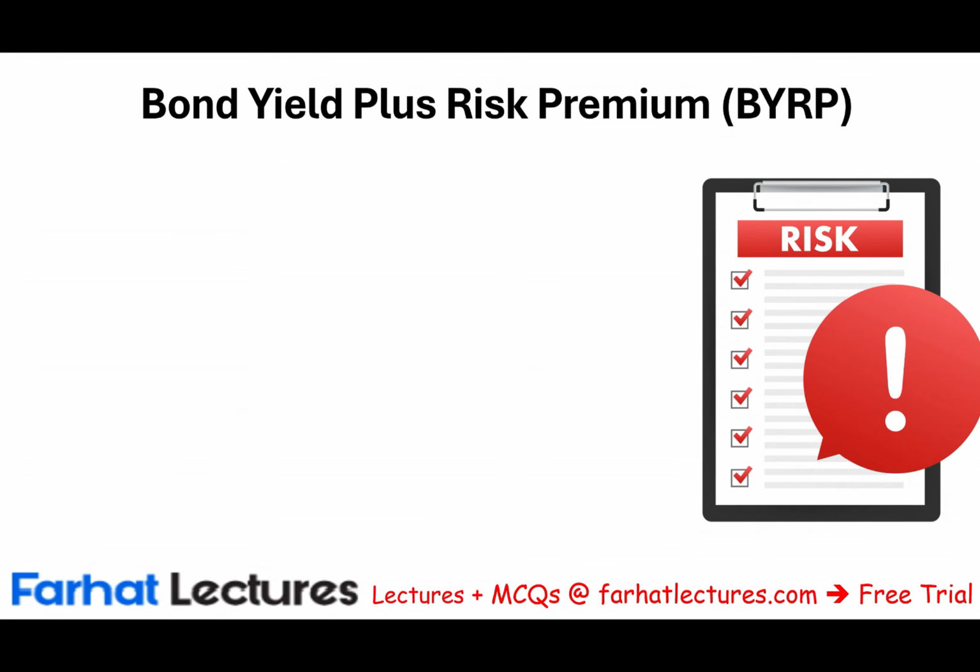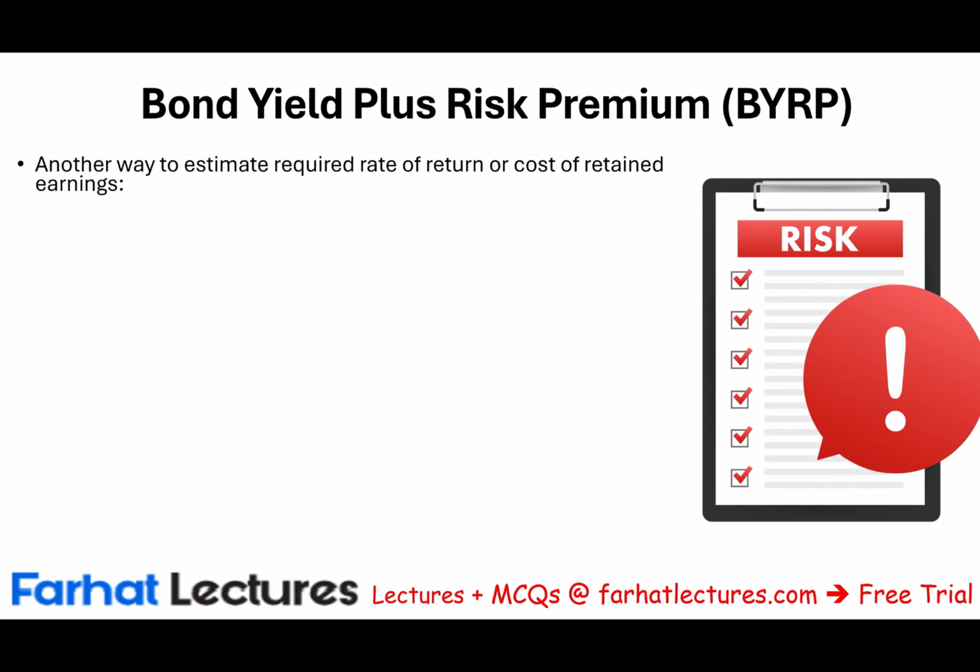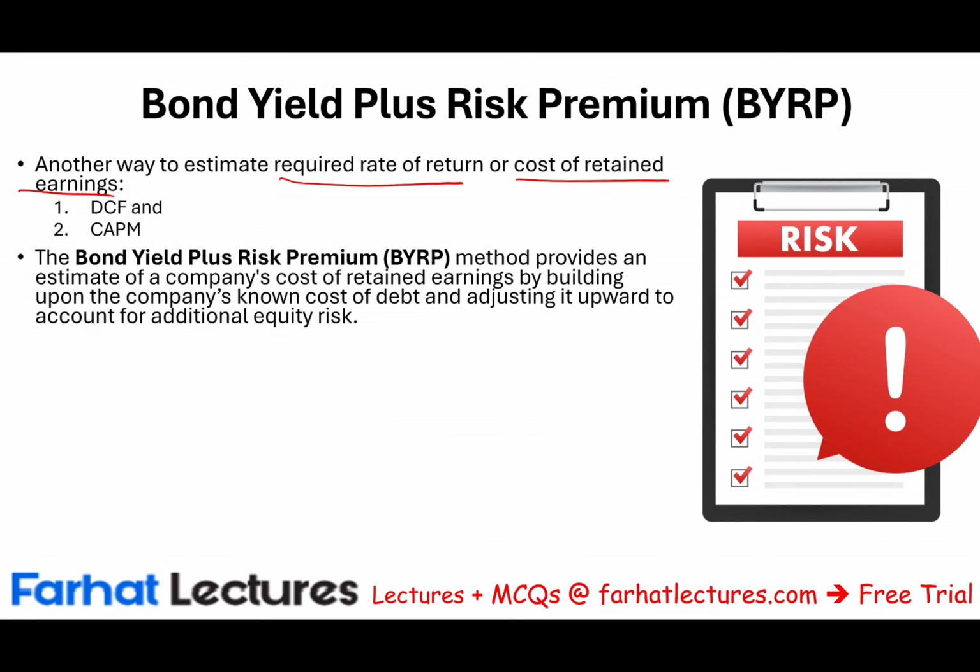This is Professor Farhat, in which we will discuss bond yield plus risk premium. And this is a way to do what? To estimate the required rate of return or the cost of retained earnings. Hold on a second. Didn't we discuss this topic earlier? Yes, we did. There are many ways to estimate the required rate of return or the cost of retained earnings. We did so through the discounted cash flow, and we did so through the CAPM. So what does that mean? It means this is another method to estimate the required rate of return using the bond yield plus a premium.